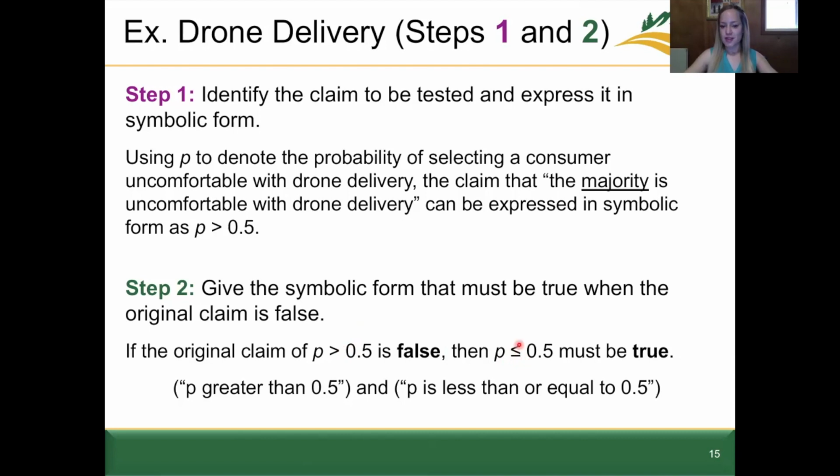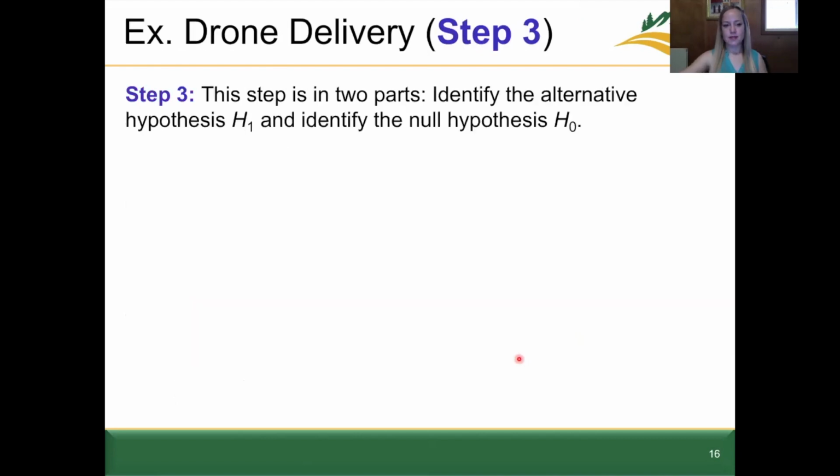It's really important that this is less than or equal to, because we have to contain all of the possible numbers in our probability. As a reminder of how to read these symbols, P is greater than 0.5, and then over here, what must be true for step 2 is that P is less than or equal to 0.5. That was applying steps 1 and 2 to our drone example. Now let's apply step 3. We'll do step 3 in 2 parts.